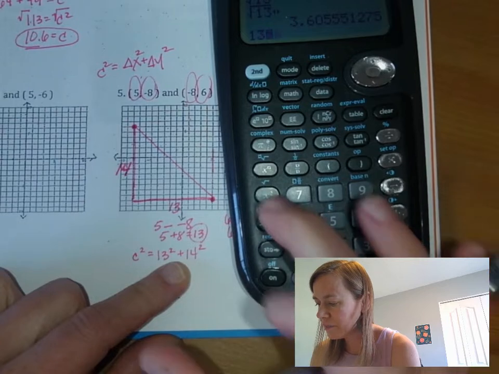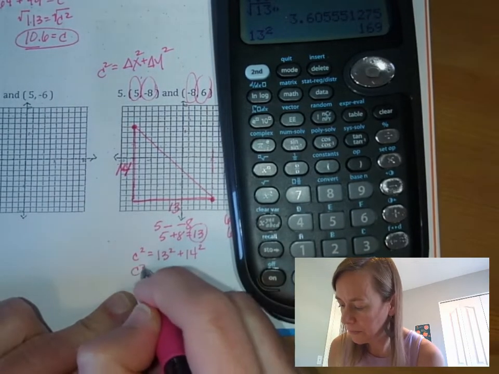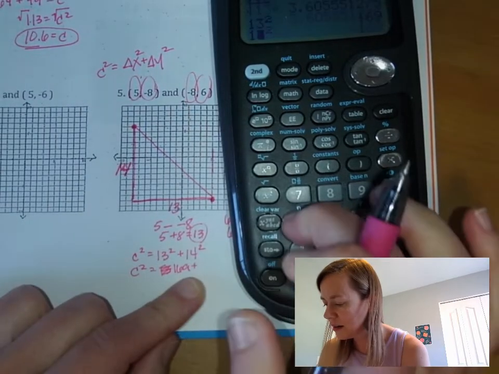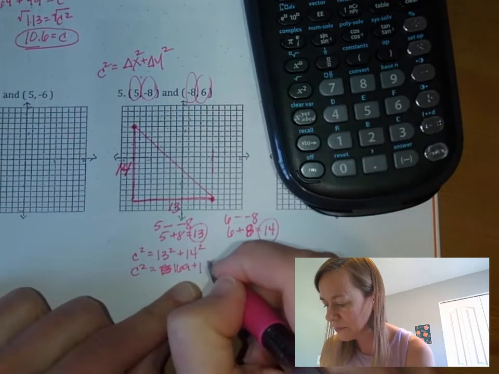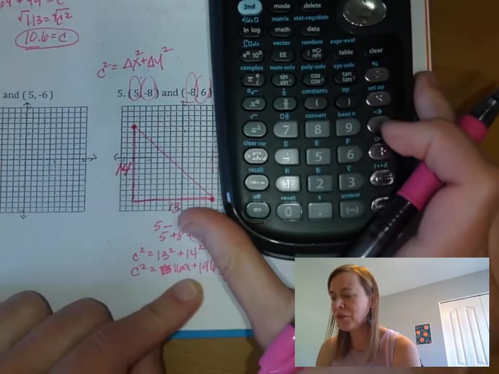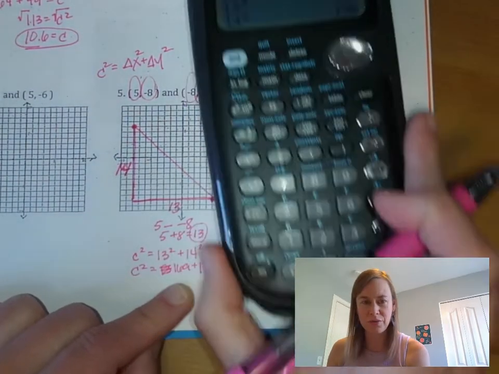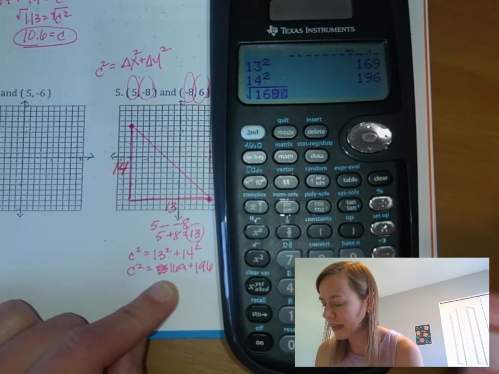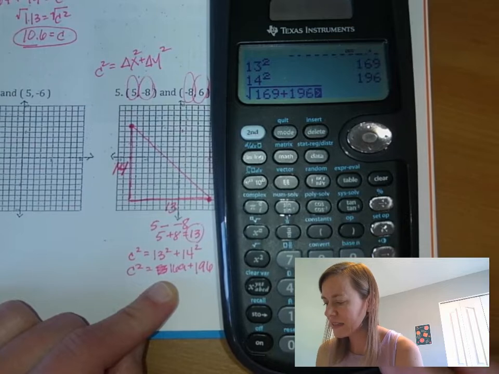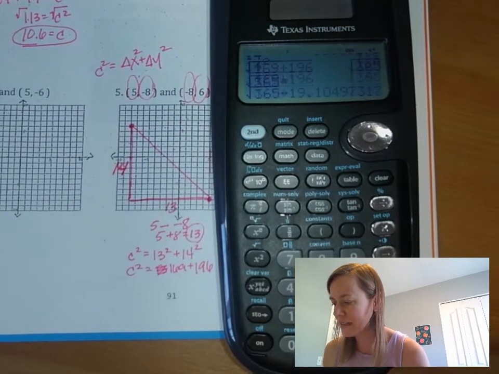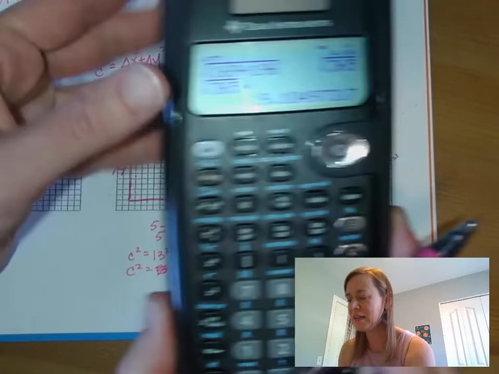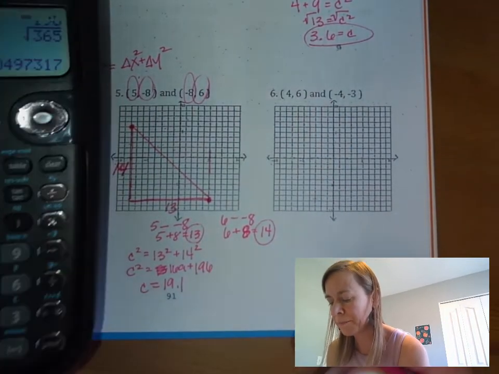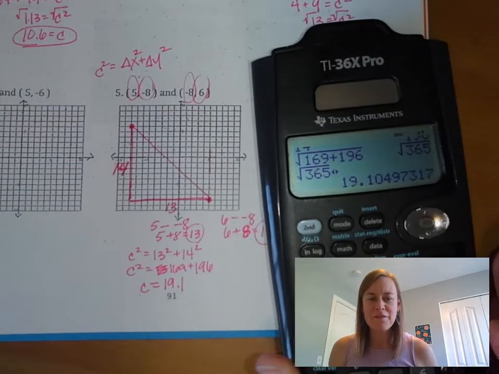Okay, so let's keep solving this. 13 squared is going to be 169. Oops, I meant to write 169. And then 14 squared, I think, is 196. You're going to add those two together, and then you're going to square root them, right? I'm just going to do that all in one step. I'm going to do the square root of 169 plus 196. And all in one step, it's going to tell me my distance is 19.1. So C equals 19.1.